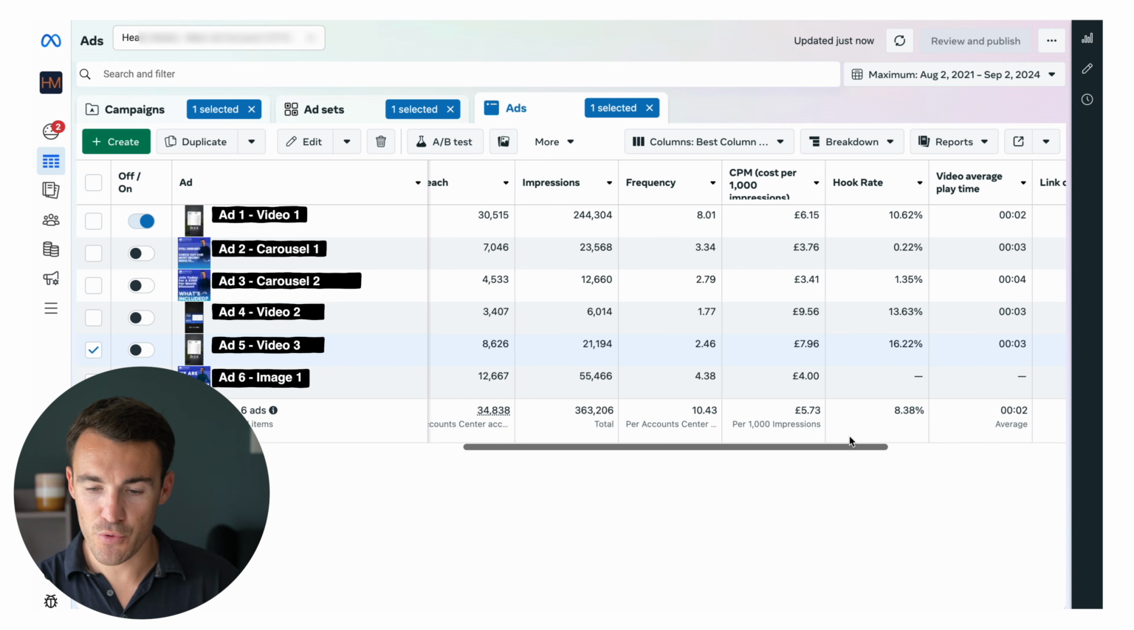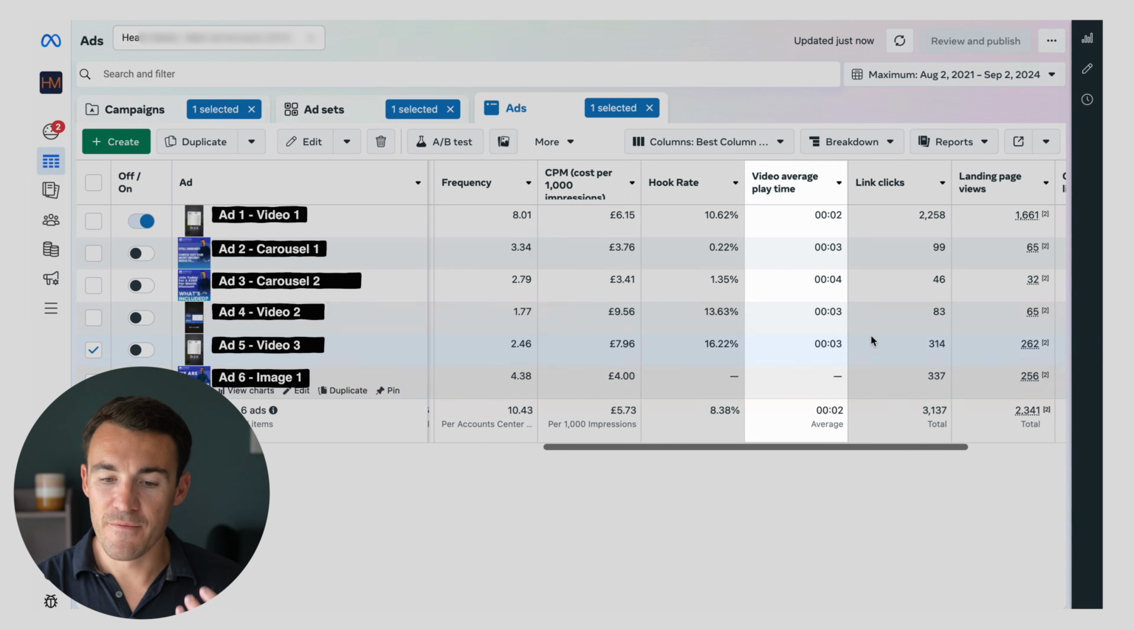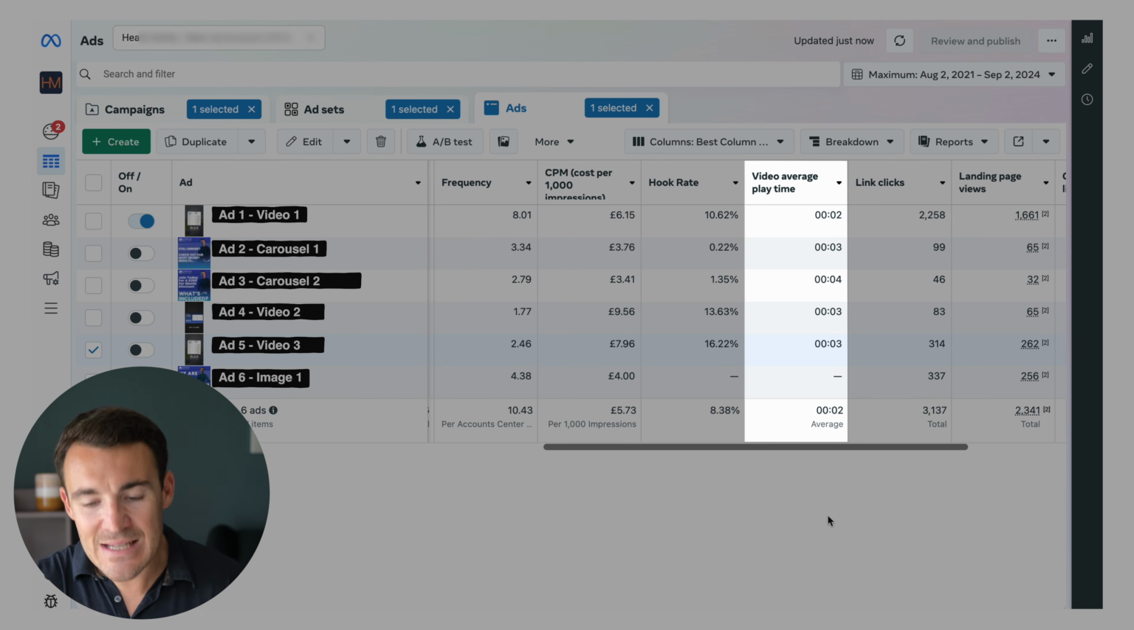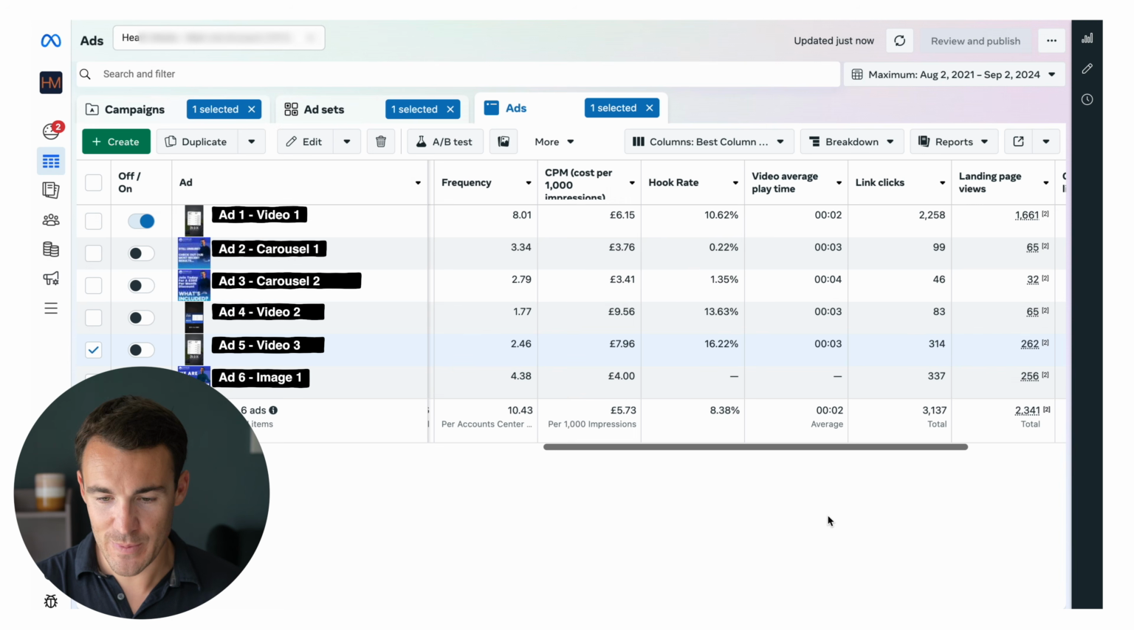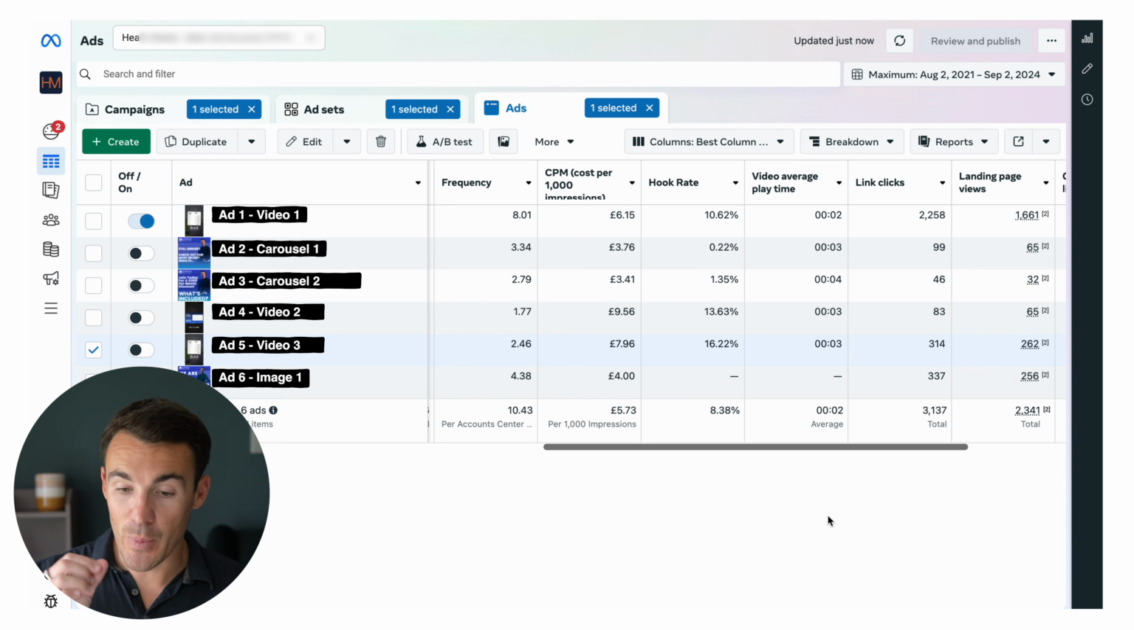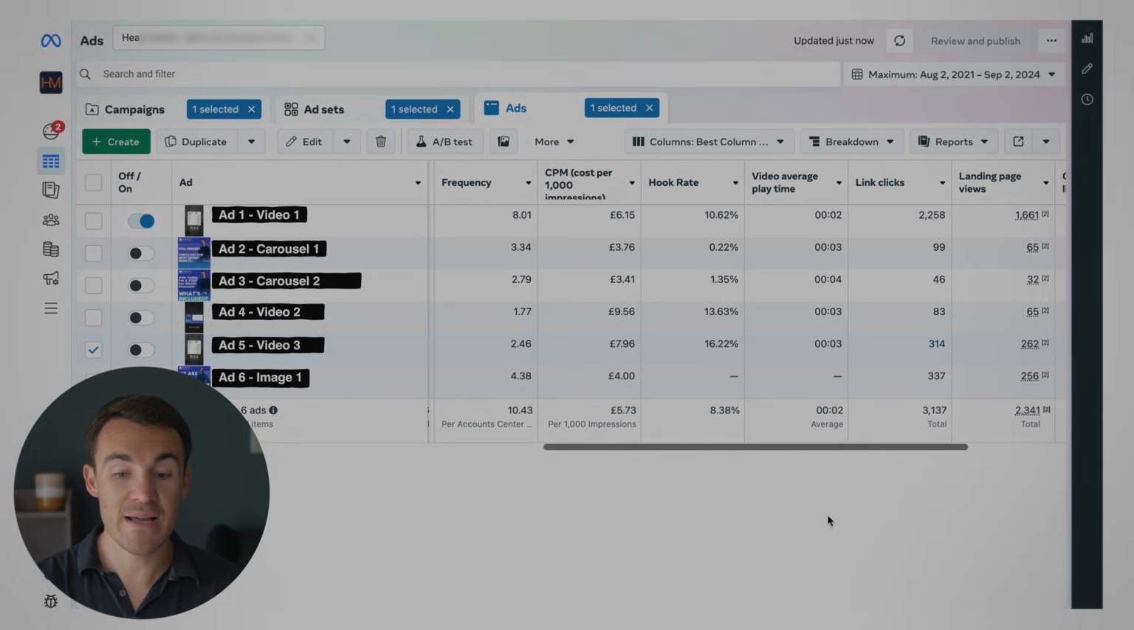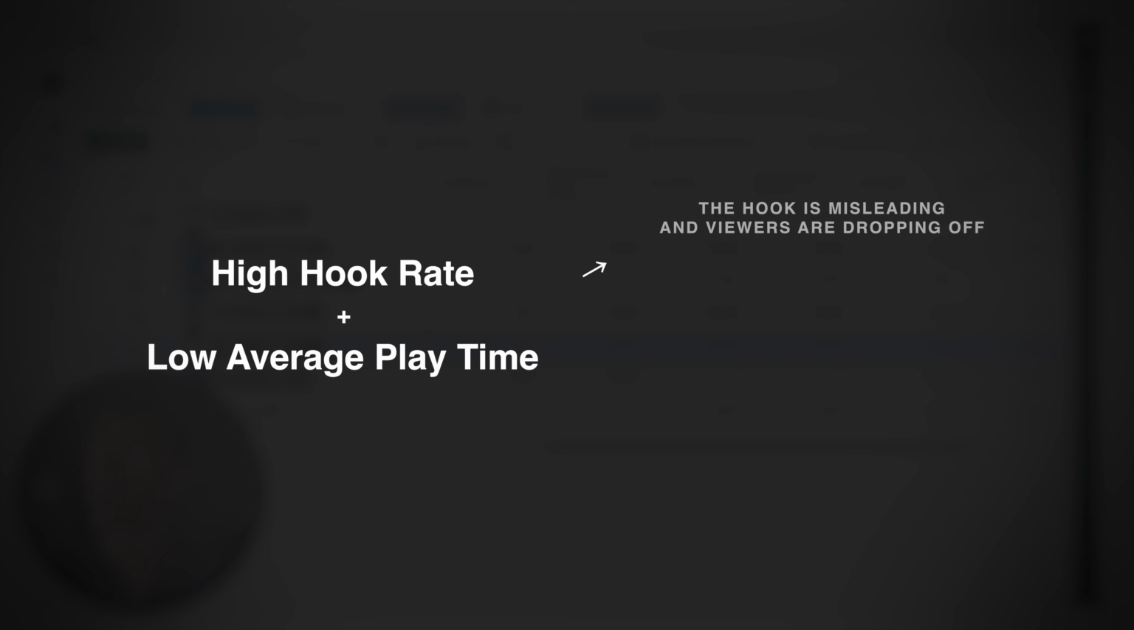We can also look at hook rate in conjunction with video average playtime. Now, in this scenario, because these are short videos, this video average playtime I don't think is very useful. But we might see for certain ads, for example, that the hook rate is nice and high, like let's take this one at 16%, but the video average playtime would be significantly lower than the other video ads, in which case that would really show us that either the hook is a little bit misleading and not connected enough to the rest of the ad, or that the meat of this ad, so after the hook, the main content of the ad, is not as engaging, it's not keeping people there for longer.